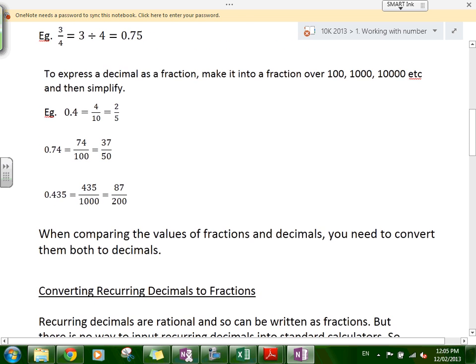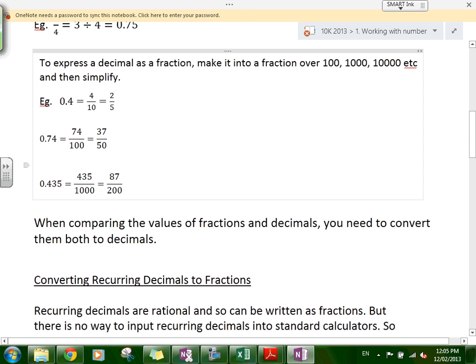This is important when comparing the value of fractions and decimals: you need to convert them so they are in the same form. You can't really compare a fraction unless you know what it is as a decimal. So make sure you know how to convert.